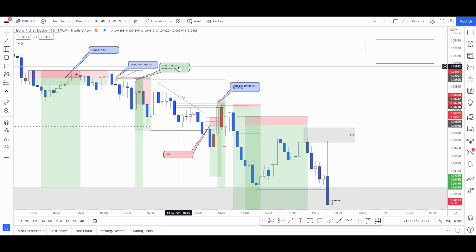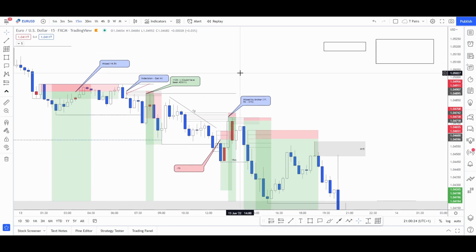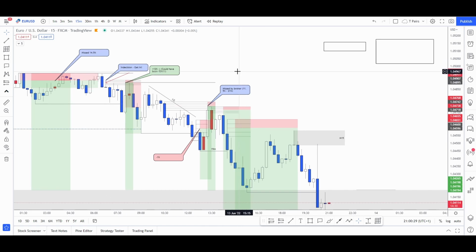I've just gained 11% today. It's more like 10.5 now. But it could have been 8 or 9 times as much.